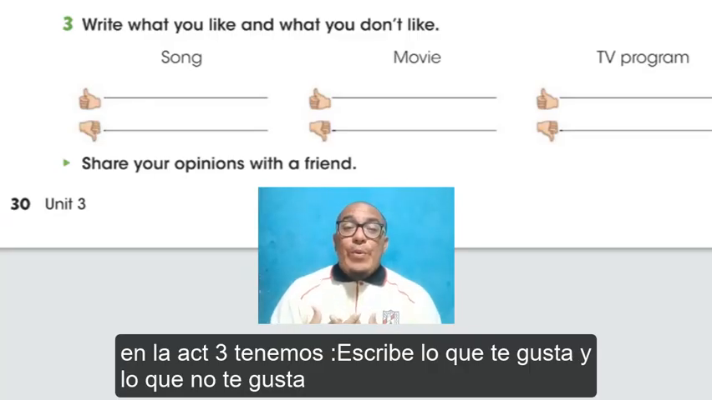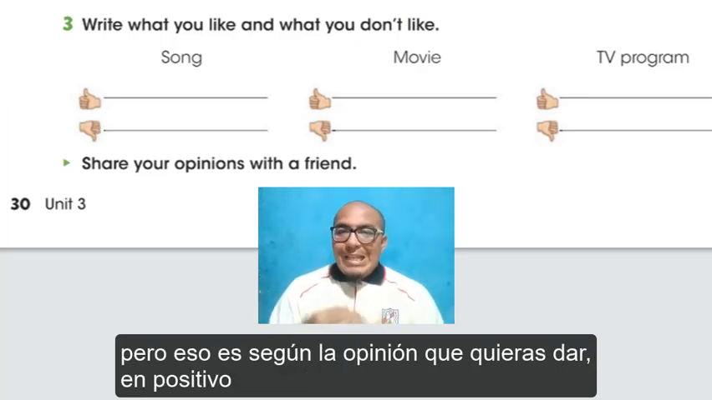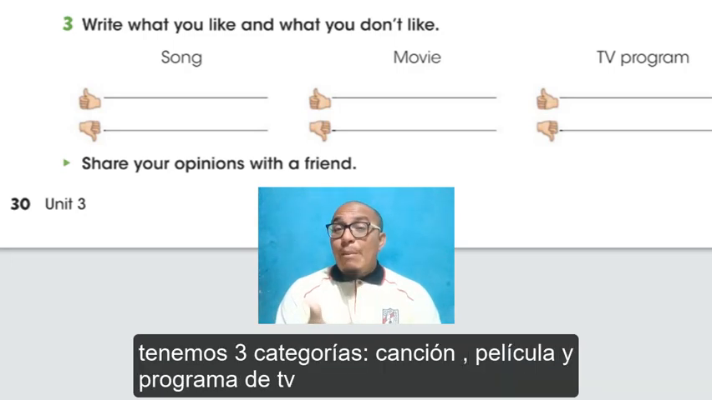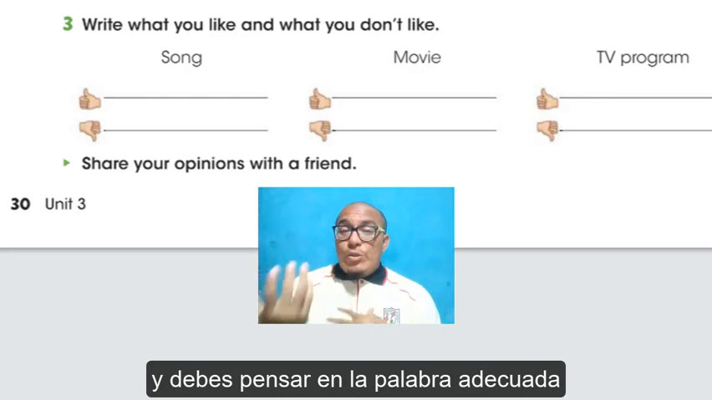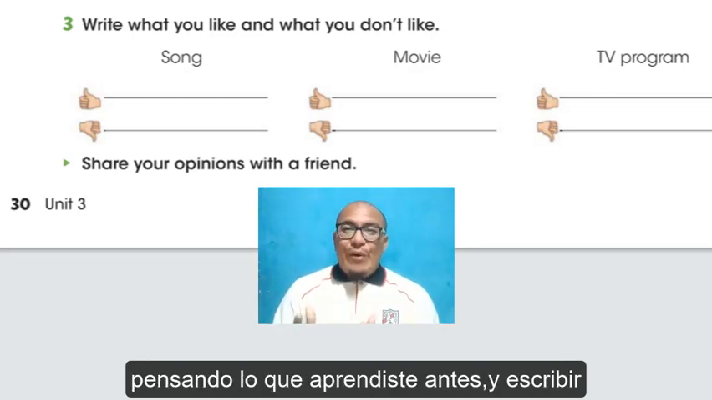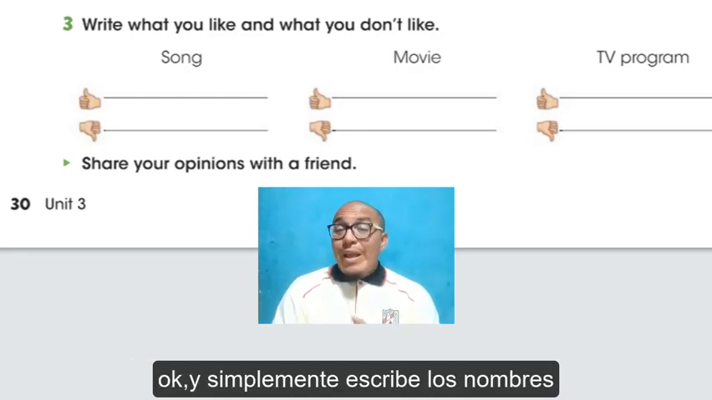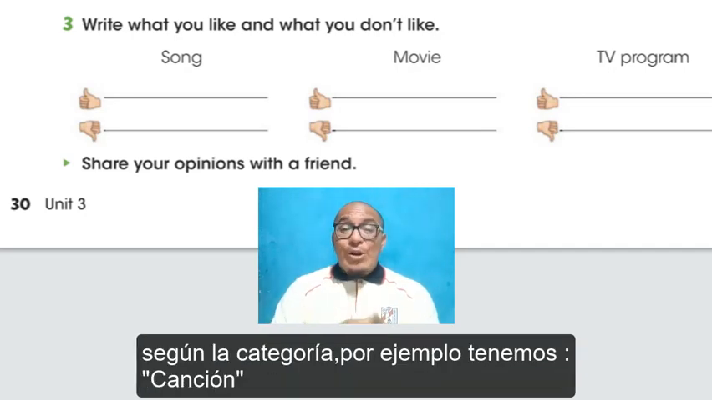In activity number 3, we have write what you like and what you don't like, according to whether you want to give your opinion with a positive or a negative connotation. We have 3 categories: song, movie, TV program. So pay attention, for example, to the thumbs up, and you are going to think about the suitable expression that you have just learned before, and you are going to write it down there, right? And you are going to write here the names, according to the category.